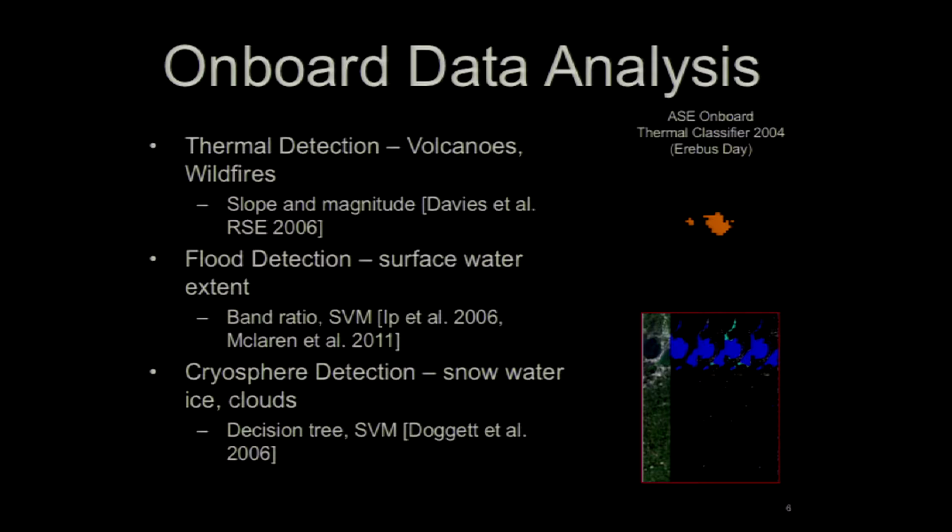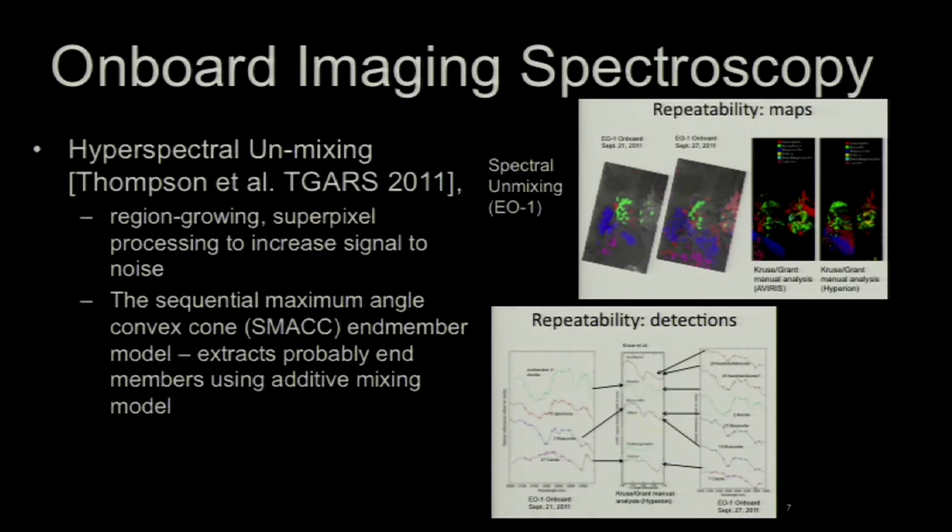So these are classifiers that are learned on the ground, then uploaded to enable the spacecraft to do these kinds of detections on board and then change its future operations. Some of the more sophisticated things that we've done on board are actually hyperspectral data analysis or imaging spectroscopy. Rob Green would be yelling at me if he heard me keep repeating the phrase hyperspectral.